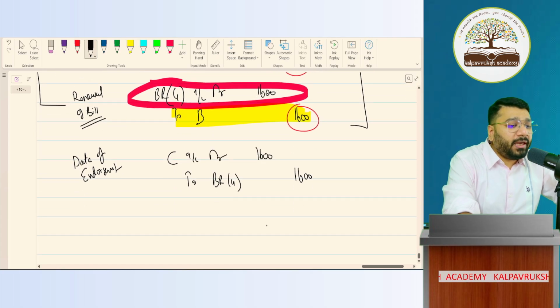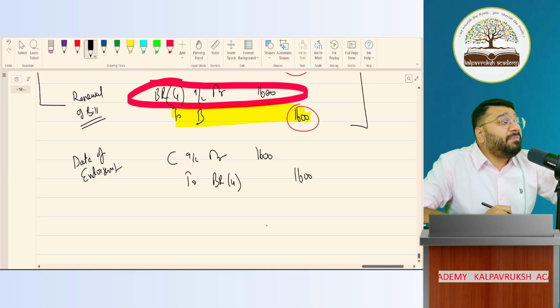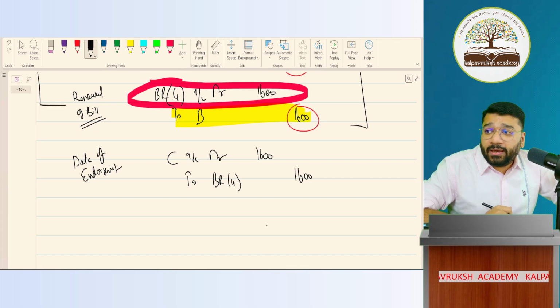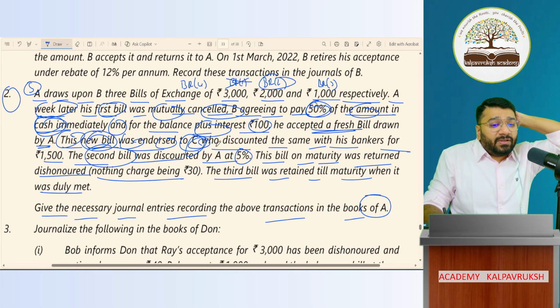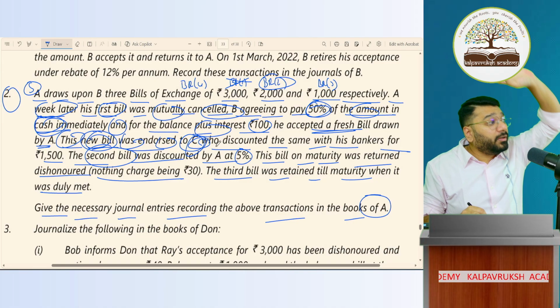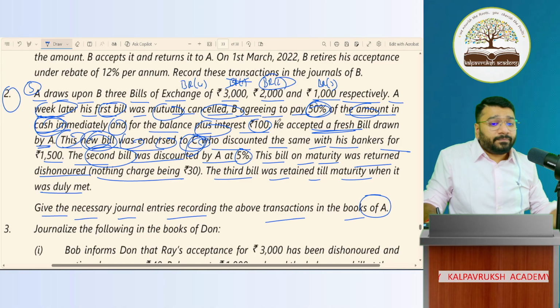Okay, not okay? What is the balance in BR4 ledger? 0. Okay, not okay? Okay. Then what is happening? C discounted the same with the banker. So who will record? C will record. B will not record.